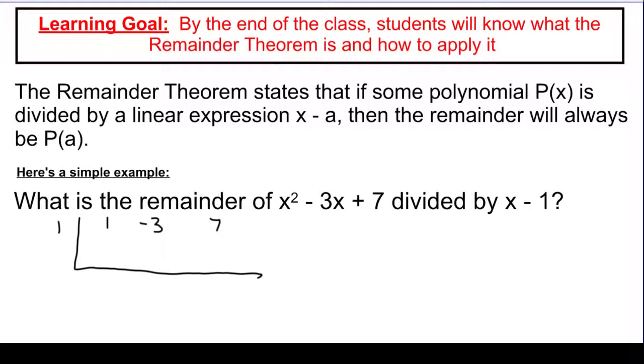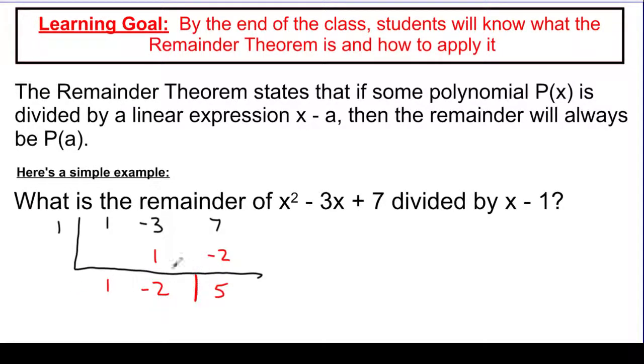Okay, and we are going to do our synthetic division. So we start by bringing down the 1 and multiplying. 1 times 1 is 1. Add together these two expressions. Negative 3 plus 1 is negative 2. Okay, let's do another multiplication. 1 times negative 2 is negative 2. I'm going to add down the column again, and I'm going to get a 5. Right? So this is my expression.